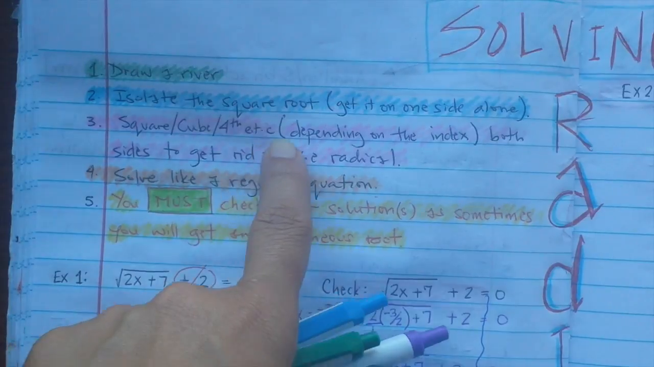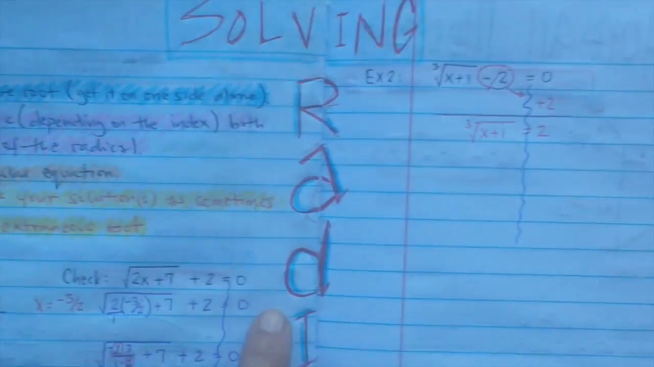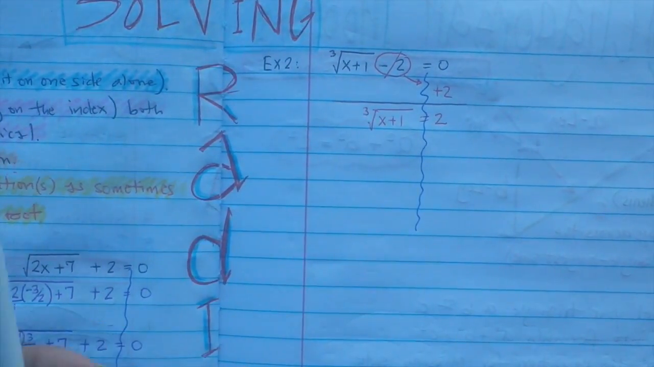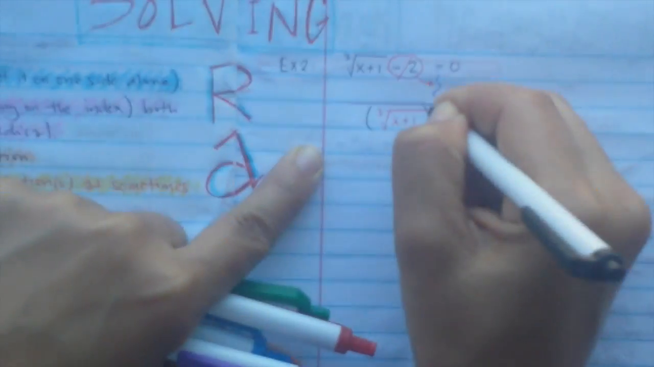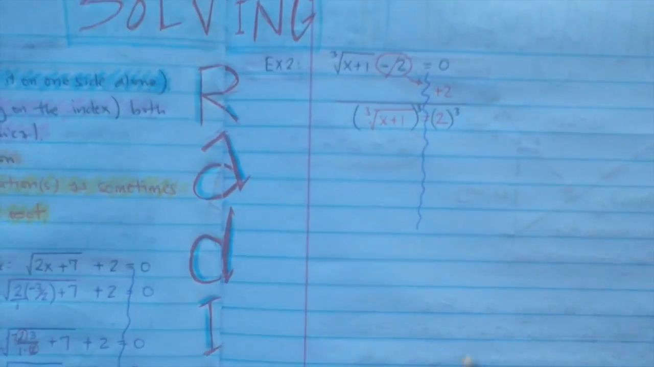We're going to get rid of the radical by doing whatever the index is. So in this case, it's cube root, so we're going to cube both sides. So it just depends what the index is. That's what you do to both sides.